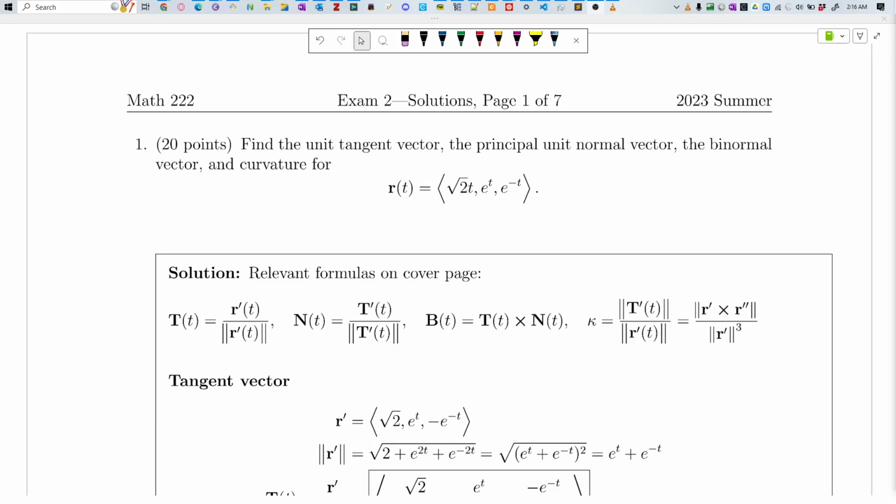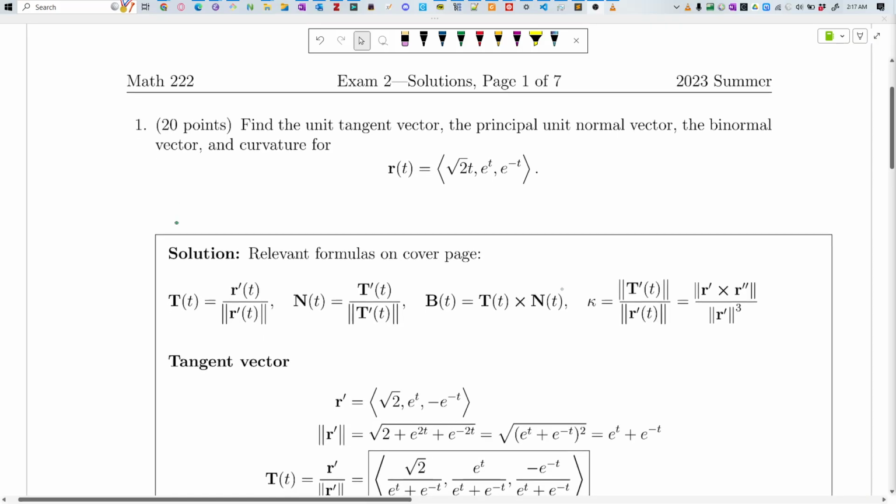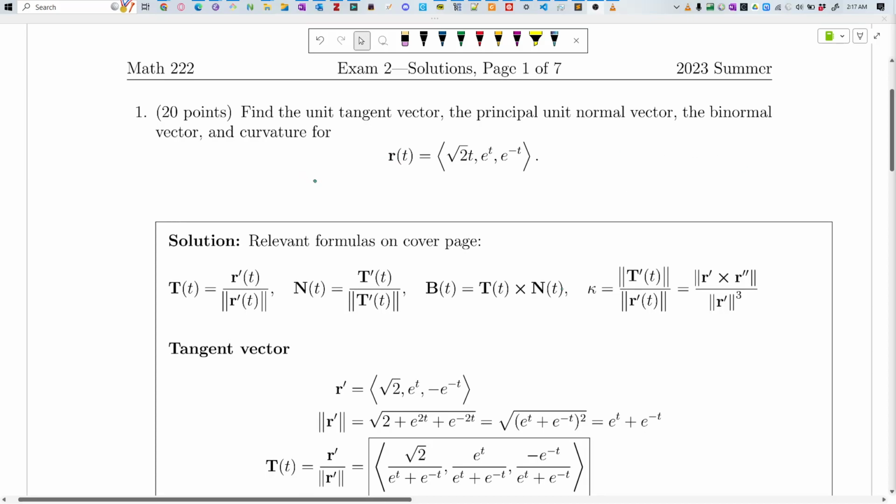Right. So I wanted to talk through the write-up that I have for number one, since it is fairly computationally difficult, and I began to use a notation that I didn't mention in my lectures. So for number one, we have this problem. We have a curve, and we're supposed to calculate the tangent vector, the normal vector, the binormal vector, and the curvature for this vector function.